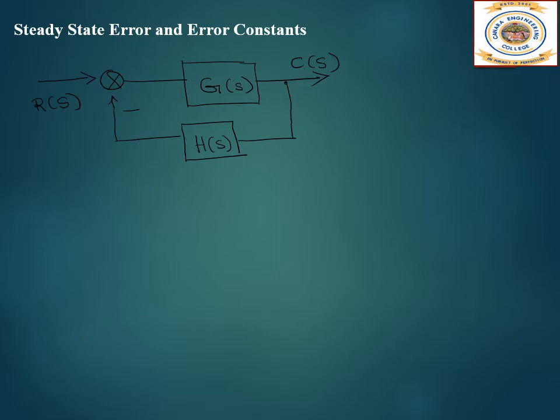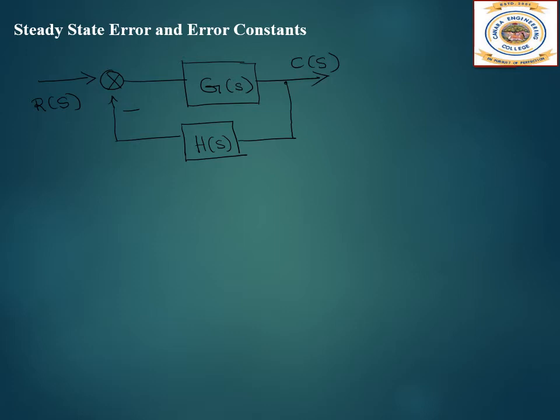Now let us consider a unity feedback or a non-unity feedback system over here, where G of s is the forward path function and H of s is the feedback path function. Now let us find what is the steady state error in this case.